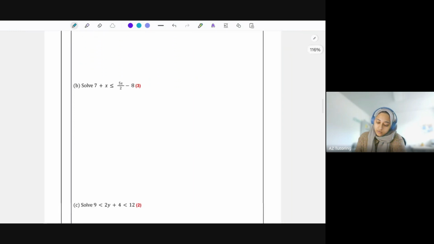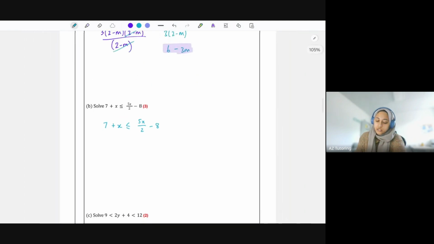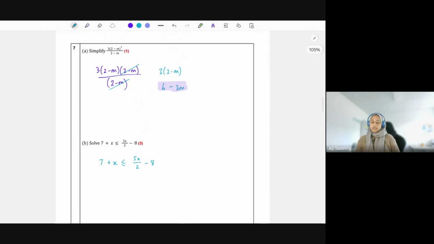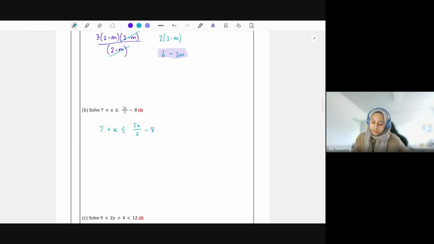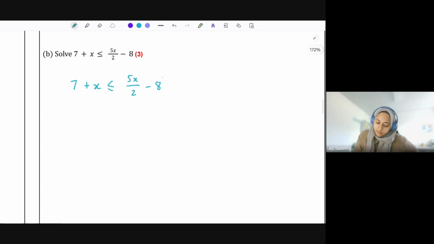Okay, we've got an inequality now. Solve 7 plus x is less than or equal to 5x over 2 minus 8. So solve just basically means find x. It said simplify in the last question. So we need to get all x's to one side. Let me get rid of this number first. I'm going to add 8 over to the other side. So I get x plus 7 plus 8 gives me 15. That's less than or equal to 5x over 2.